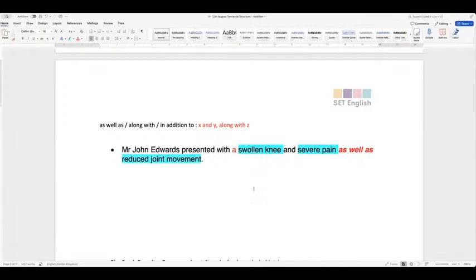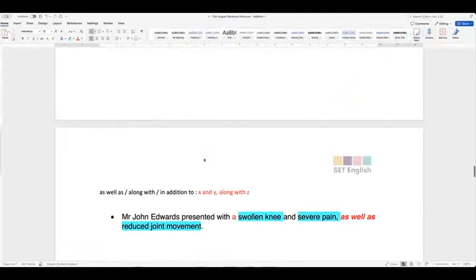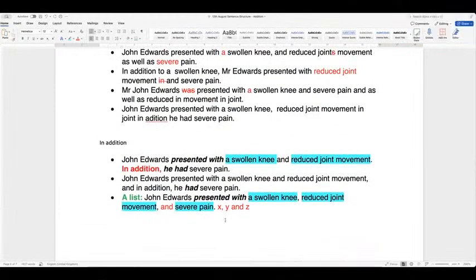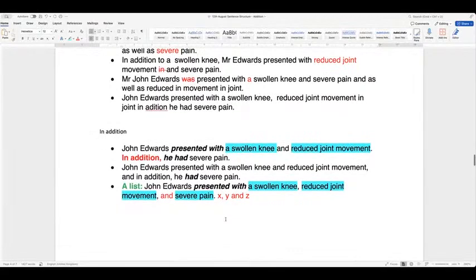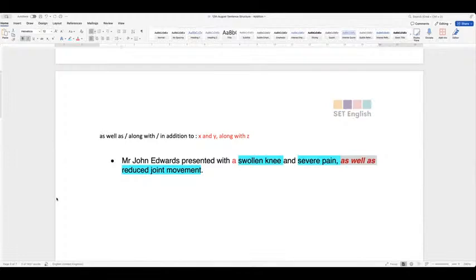Paul, sorry, I want to ask, like, can we say like a reduction in joint movement? A reduction in joint, yeah, I guess you can, yeah. But you can't say a reduced in joint movement. That doesn't work. Yeah. There were too many ins, weren't there? Yeah, exactly. So with reduction, I think we can use the preposition in. With reduction, you can, yeah, a reduction in. Yeah, you can. Okay. So this could be as well as, it could be along with, it could be in addition to. Farid, with X, comma, Y, and Z, can we use as well as? No, you can't.